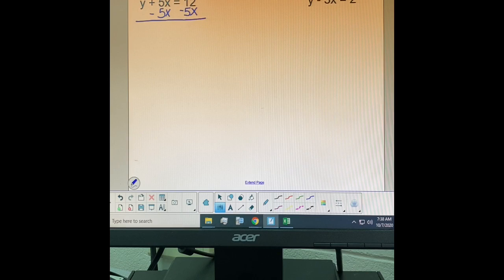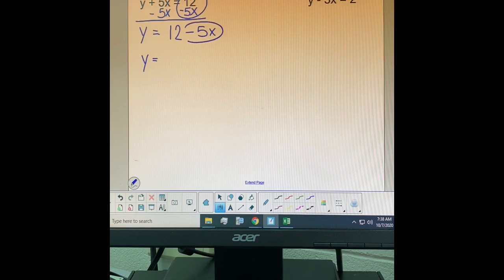Y comes first, equal sign, a number attached to an x, plus or minus a constant. Here we need to subtract 5x from both sides. Y equals 12 minus 5x. 12 minus 5x is not in standard form. So we're going to use the commutative property of addition, and we're going to switch the minus 5x with the positive 12 to get negative 5x plus 12. Now we have a linear equation in standard form.